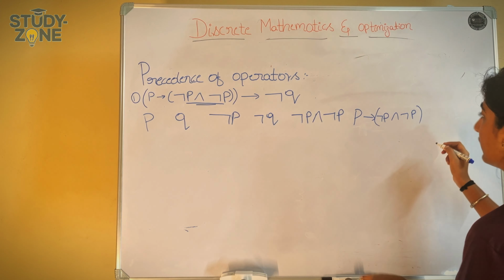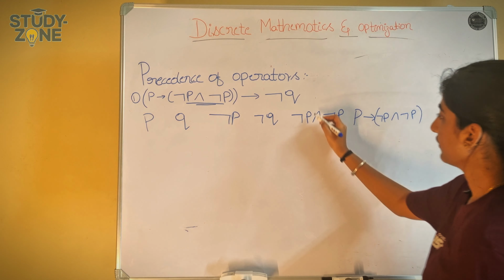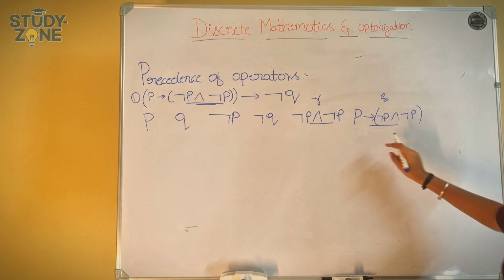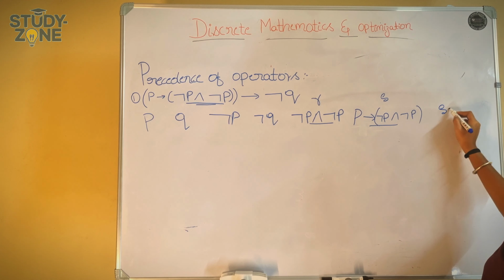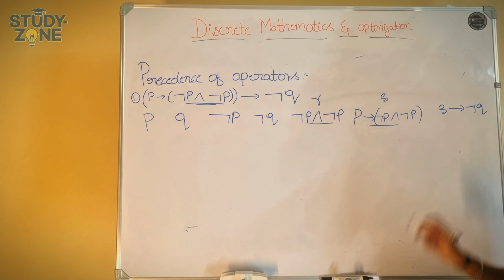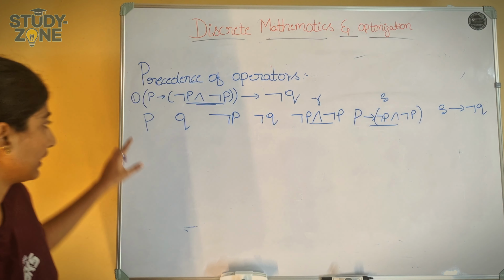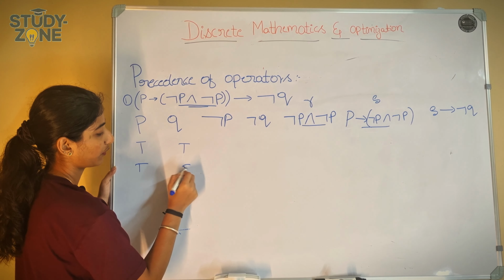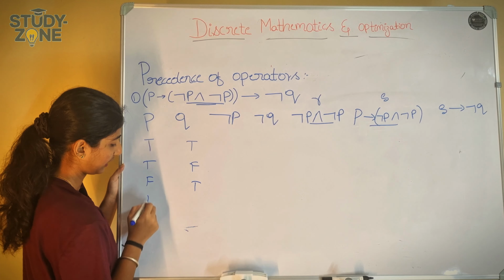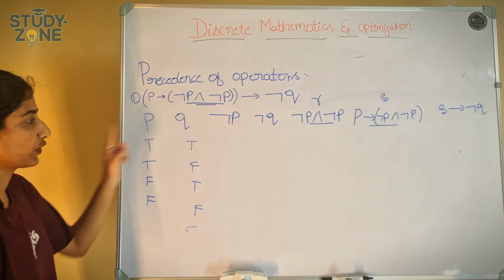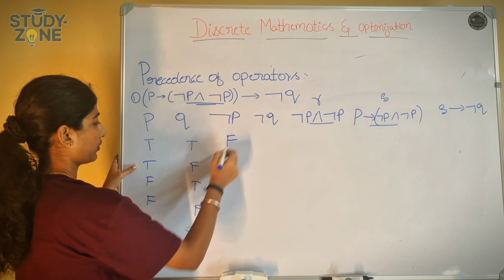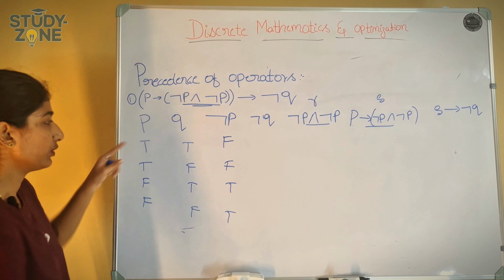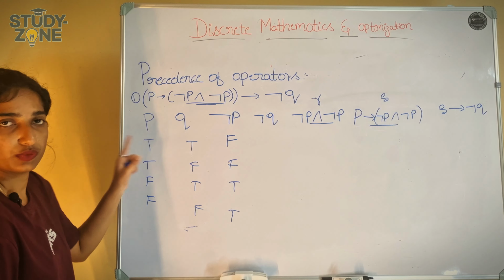And then what we have to evaluate? The whole of this. So for our convenience, let us take this as R and this as S. So at last what will happen? S implies not Q. Okay, so first we will write the true and false values. True, true, true, false, false, true, and then false, false. So not P, not Q. For true, false, false, true, true, and then not Q. So we have to write the negation of Q.